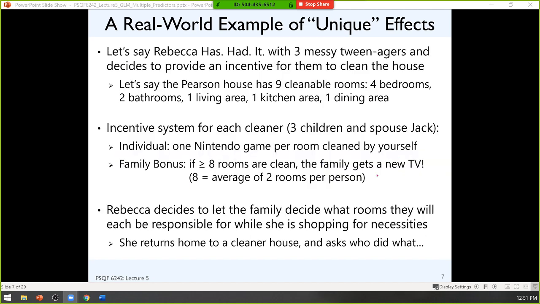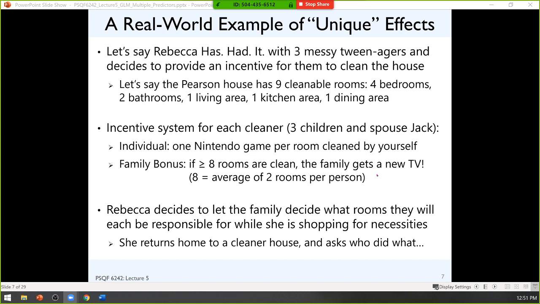So let's say hypothetically that in the Pearson household with the three messy teenagers, Rebecca has had it with the mess and they have to do something about it. So let's say that the house has 9 rooms that are potentially cleanable. Each of them has their own bedroom, 2 bathrooms, 1 living room, a kitchen, and a dining area.